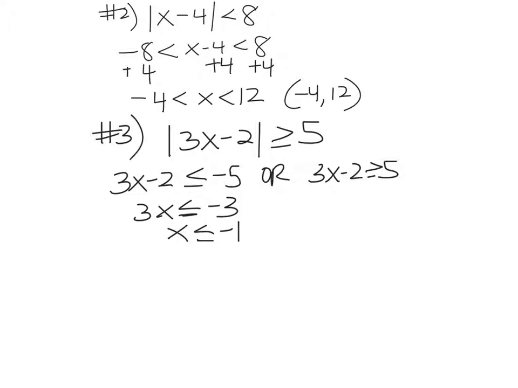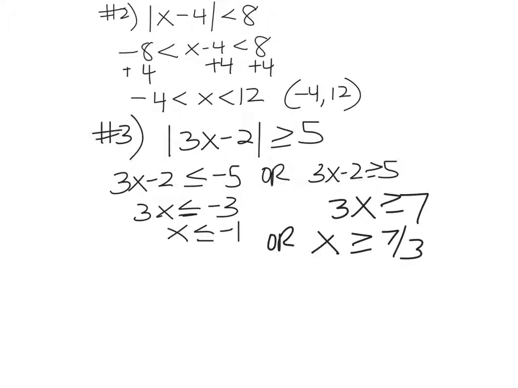Or add 2. 3x is greater than or equal to 7. Divide by 3. X is greater than or equal to 7/3. Okay, now here's how you write this in interval notation. You're going to write 2 different intervals. These are not connected. See the "or" in the middle? This or that, they're not overlapping.